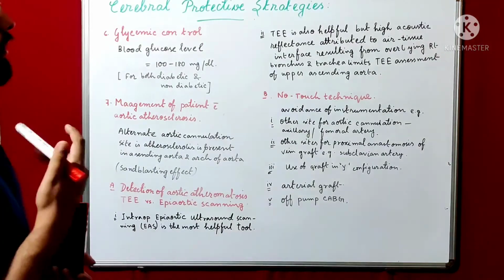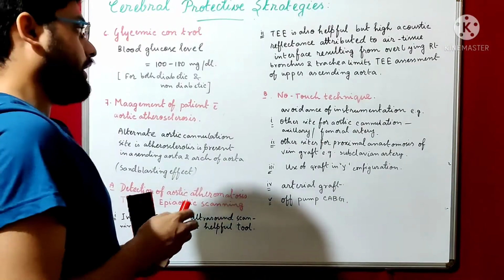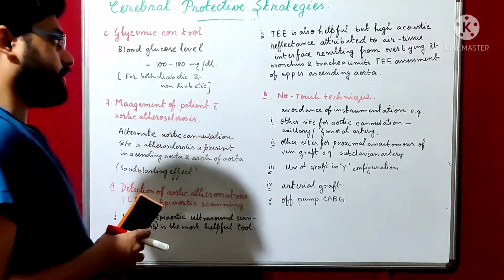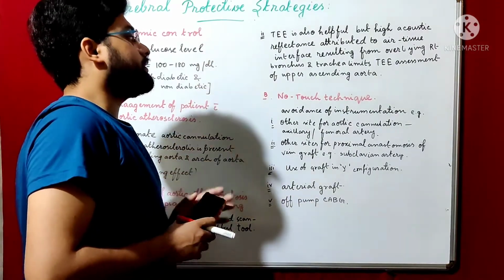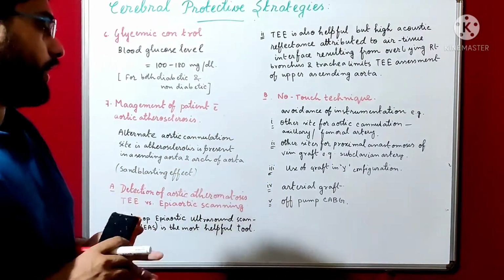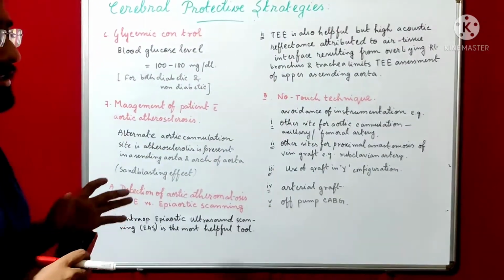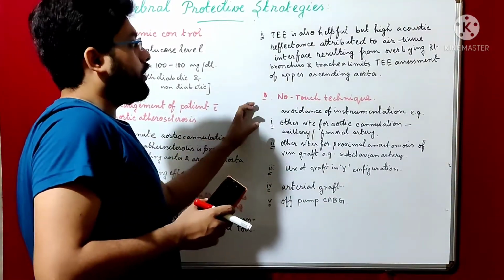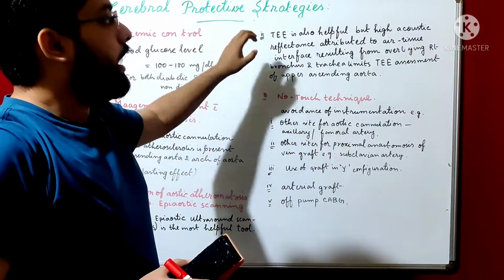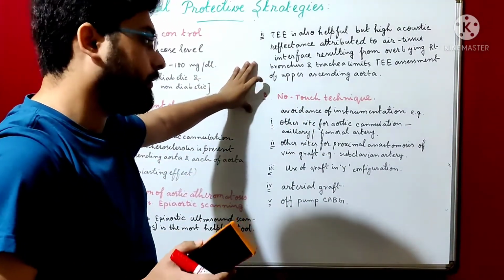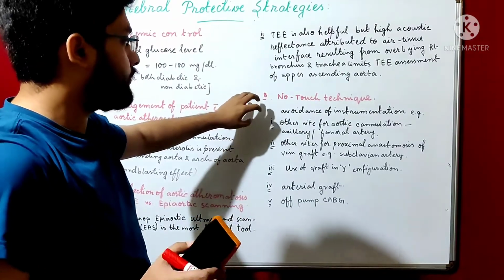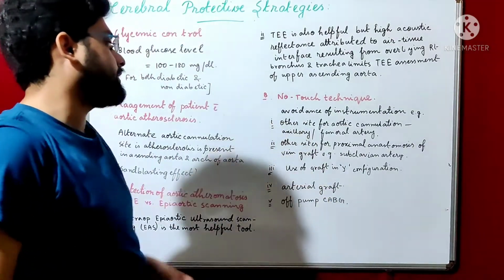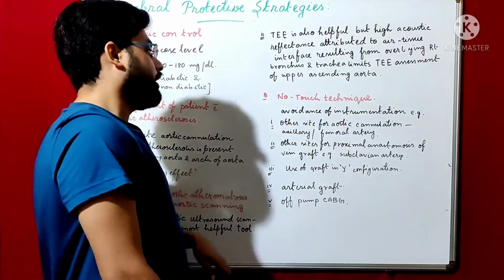Now we have detected aortic atheromas. Next, what will be the strategy to handle those patients? The complete no-touch technique. We have to avoid instrumentation of the atherosclerotic aorta. We all know that aortic cannulation is done at the top of the ascending aorta, so we have to use some other site for aortic cannulation. It may be the axillary artery, it may be the femoral artery.